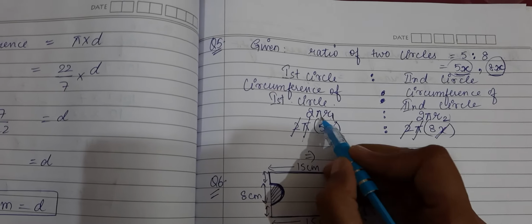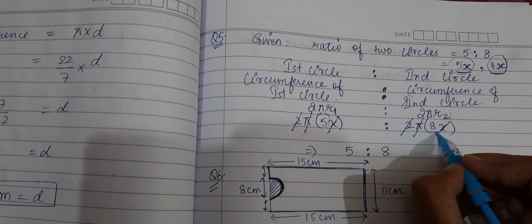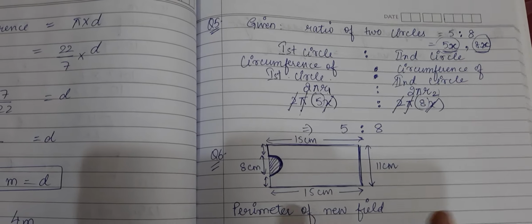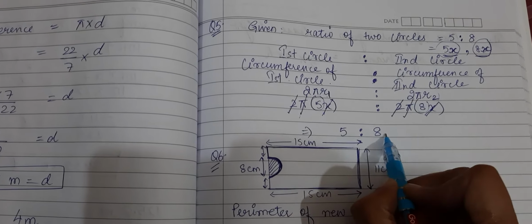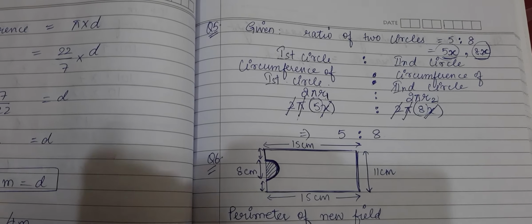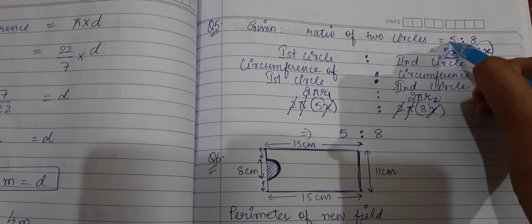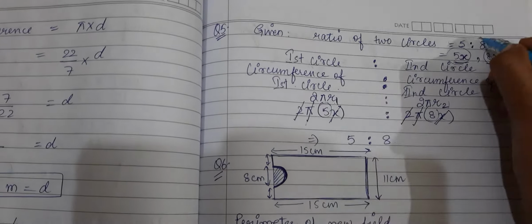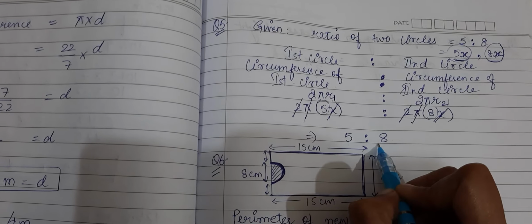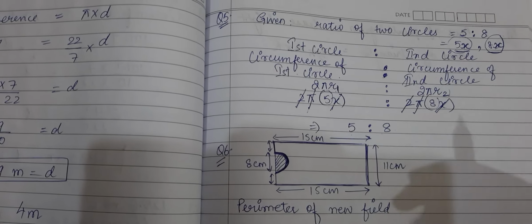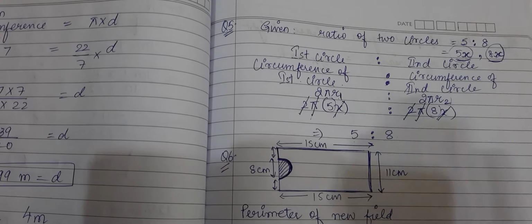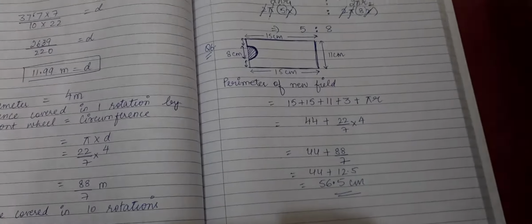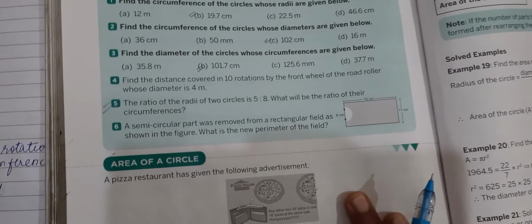What am I left with? I am left with 5 and 8. So what is the ratio? 5:8. So the circumference ratio is 5:8. This means the ratio of the radii is the same as the ratio of the circumferences. I'll be getting the same ratio in terms of radius and in terms of circumference. This is the result. Now let's move to question number 6, which is the last question of this exercise.